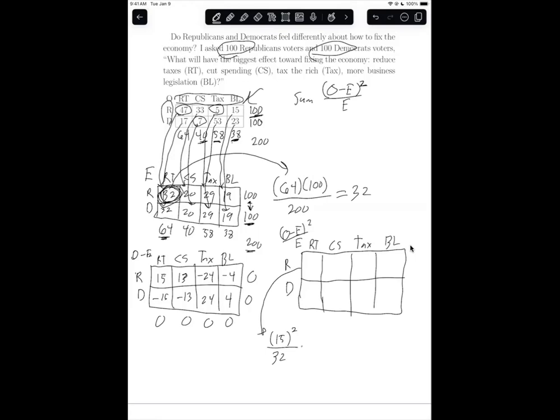And so when you do that, you get 7.031. And then when we continue that exact same process, we're going to take the 13 squared divided by the 20. And we're going to get an 8.45. Then we're going to take the negative 24 squared.